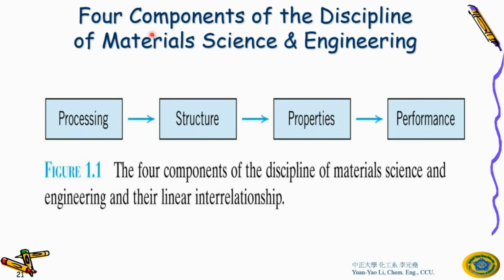So you can see that the 4 components of this discipline of material science and engineering are that you process the material and you see the structure. And when you see the structure, you want to test the performance, or you want to test the property. And if the property is good, you take it out to do the application, to see its performance. So this is the linear relationship between processing, structure, properties, and performance.